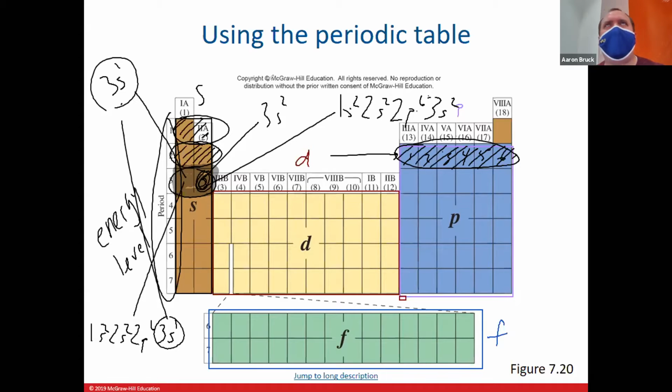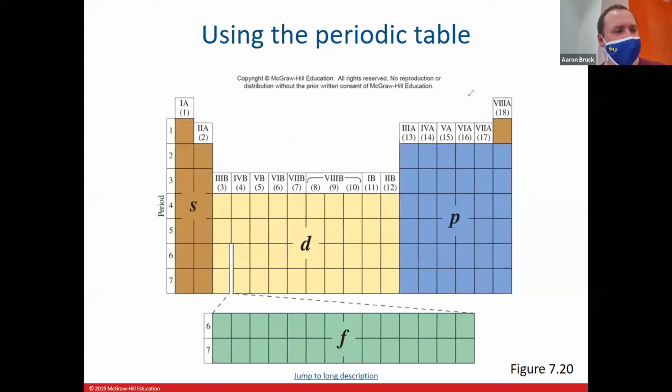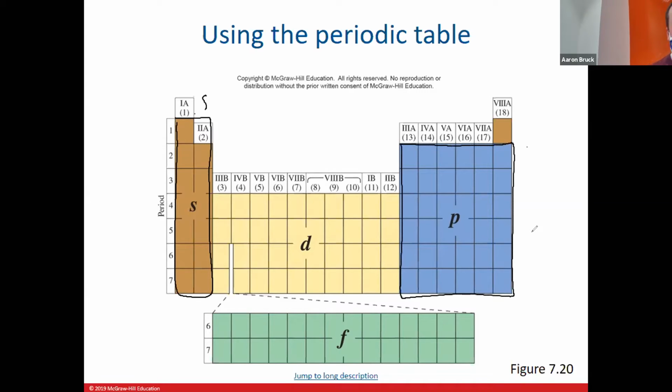So yes, there's a little bit of complication here. This kind of takes a while to absorb exactly what's going on. But what we can come away with at the very end here is, if I clear everything off, the periodic table is set up in a very specific way. That very specific way matches the way that we describe our orbitals.